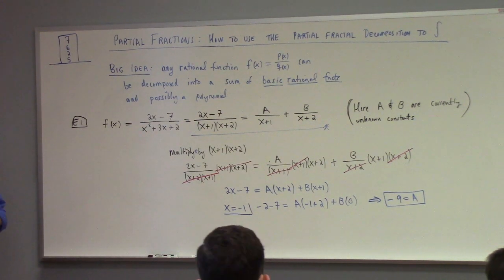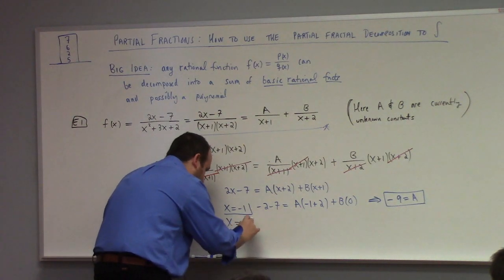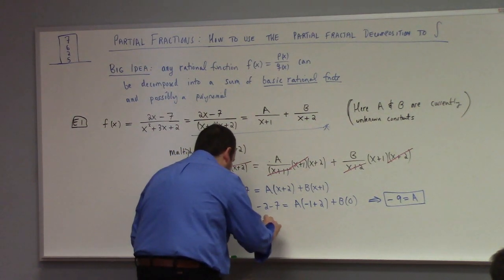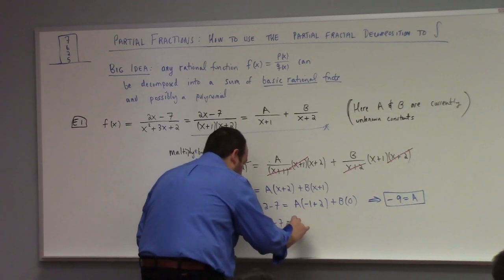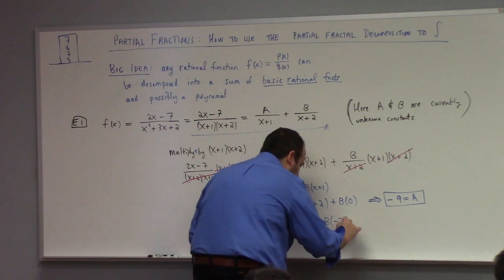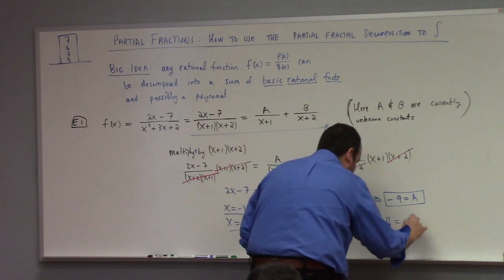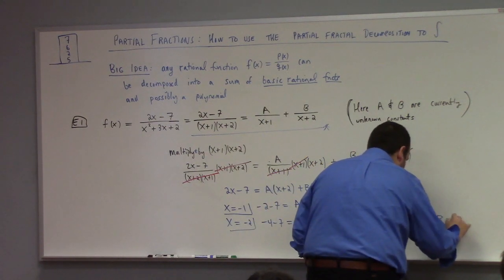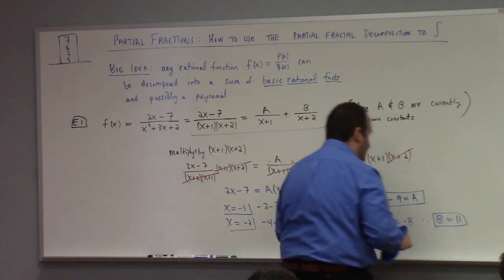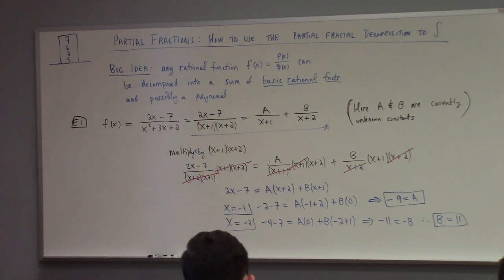What do you think we should do next? Same thing with x equal to what? Negative 2. All right. So we got minus 4 minus 7 is A times 0 plus B times minus 2 plus 1, which tells me that minus 11 equals minus B. Therefore, B is equal to 11. All right?